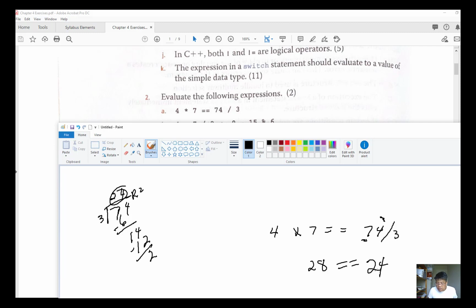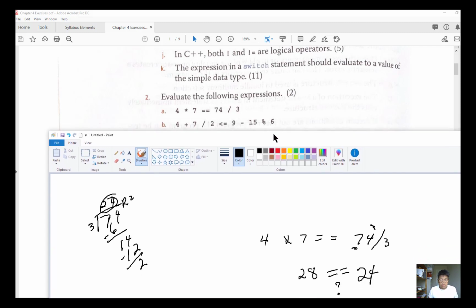So the answer down here at the bottom is 24. 28, is that equal to 24? Remember, this is the equality question mark, and you should get a what? You should get a false, right? A false is equivalent to a 0. So if you output this, do a cout with this expression, you're going to get an output of 0. All right, and that's how that works. So that's why I wanted to show you a couple of those mathematical expressions.